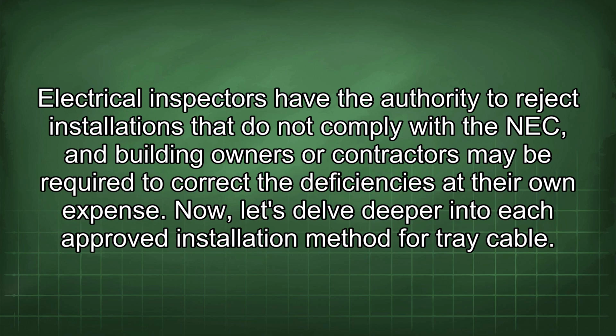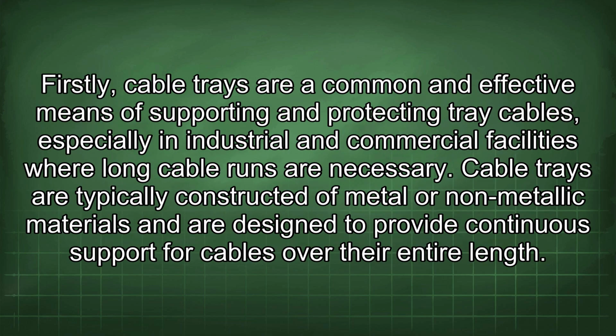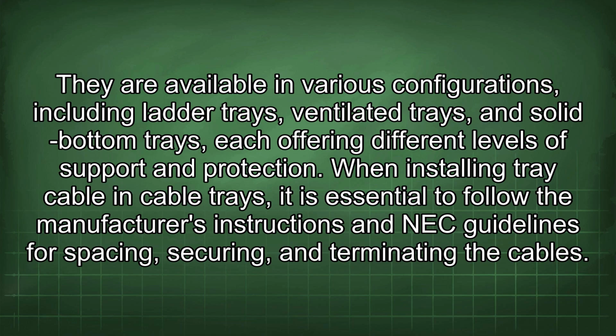Now let's delve deeper into each approved installation method for tray cable. Firstly, cable trays are a common and effective means of supporting and protecting tray cables, especially in industrial and commercial facilities where long cable runs are necessary. Cable trays are typically constructed of metal or non-metallic materials and are designed to provide continuous support for cables over their entire length. They are available in various configurations, including ladder trays, ventilated trays, and solid bottom trays, each offering different levels of support and protection.